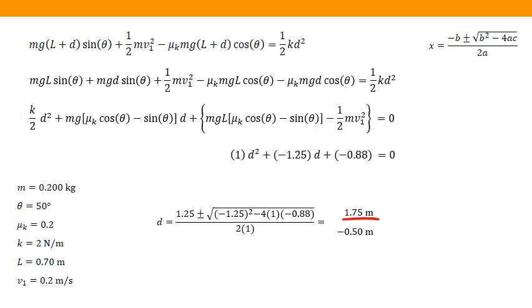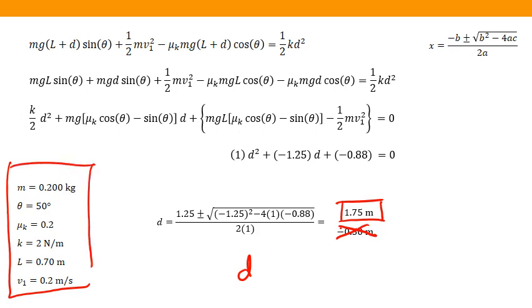One of my roots is 1.75 meters. The other root is negative 0.5 meters. So of course I want the physical one. I can't have a negative distance compressing my spring. And so the distance compressing my spring is just 1.75 meters. And so we've worked out now that the distance required, for these conditions, to bring that block to a stop is 1.75 meters.